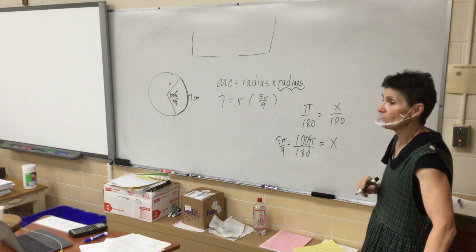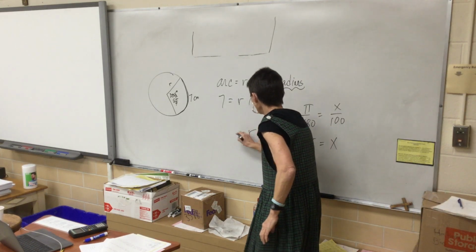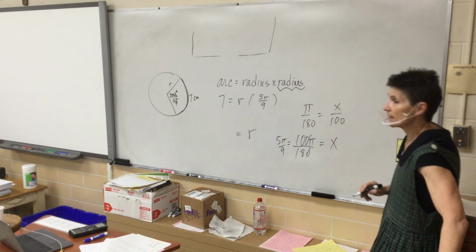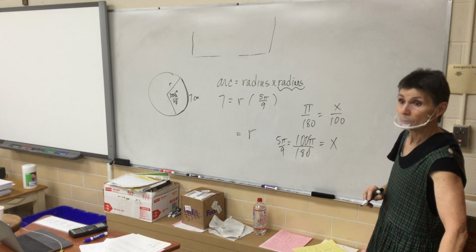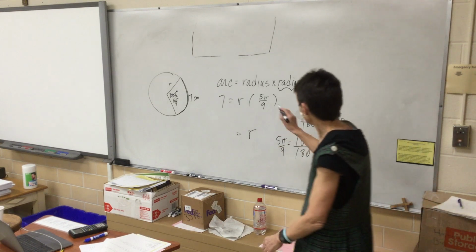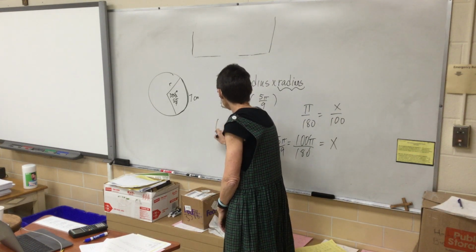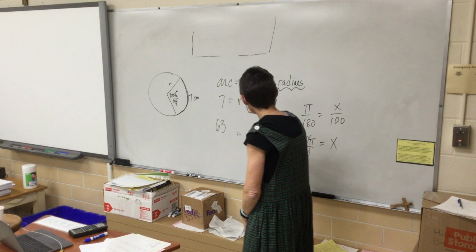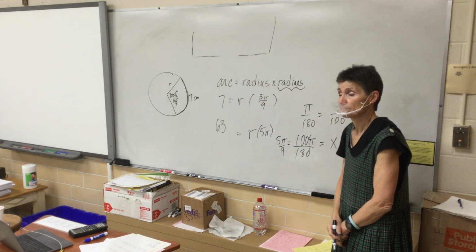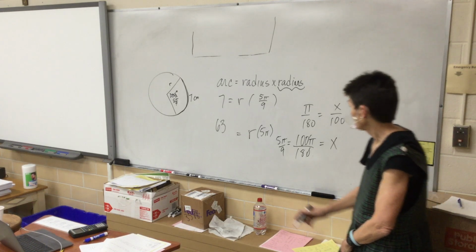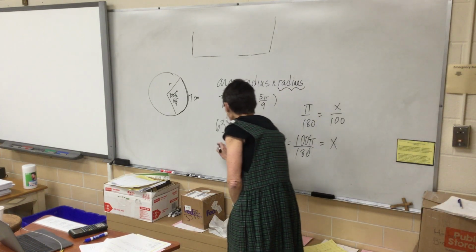How will I solve for r? I want to know r equals. How will I get r by itself? What can I do? Multiply by 9? So that would be 63 equals r times 5 pi. And then divide by 5 pi.